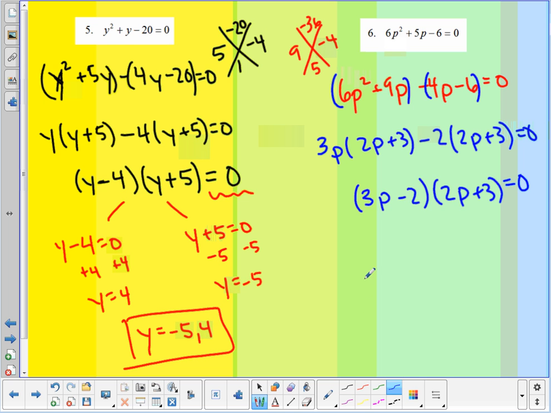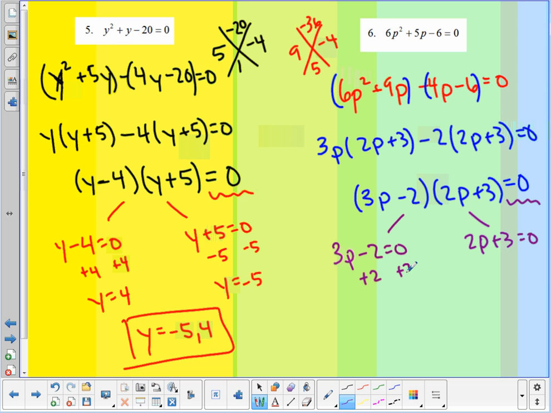All still equaling 0. Again, on the past notes, we didn't have this equaling 0 part, so this would be our factored form. That's where we would have stopped. But now the fact that we have this equals 0 tells me that I want to solve it. So then I need to split them apart and solve. So 3p minus 2 equaling 0, 2p plus 3 equaling 0.